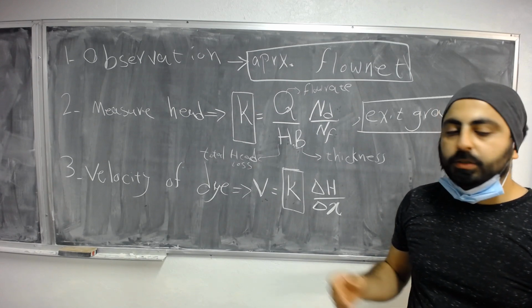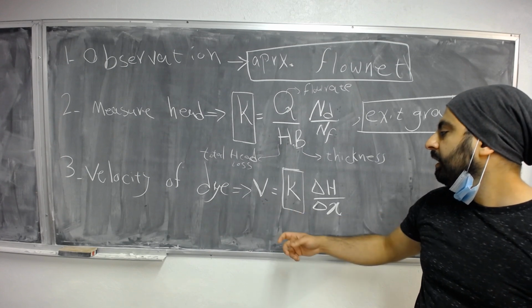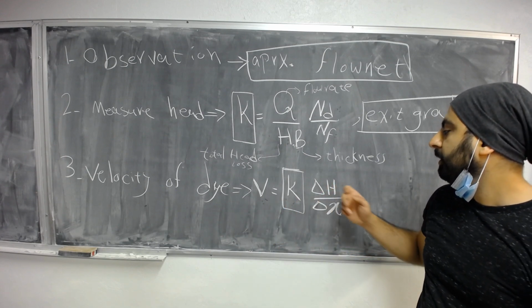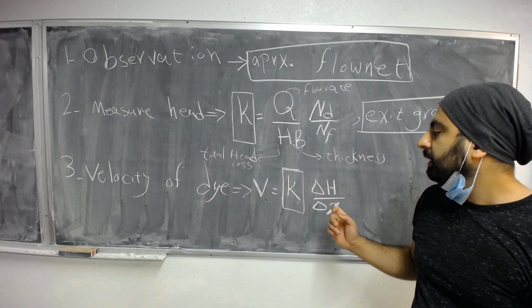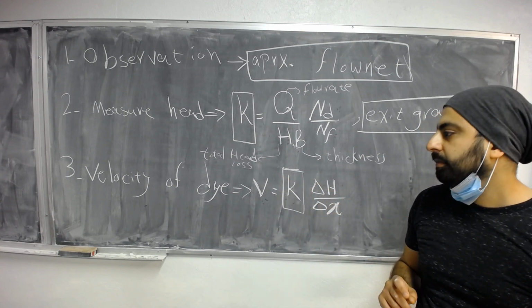On the third part, we're going to use a different method for measuring the permeability. We're going to introduce some dye, and then based on how fast it's traveling, we're going to know the velocity, and velocity equals permeability multiplied by delta H over delta X. So we're going to show you guys how to measure the permeability with this variable.